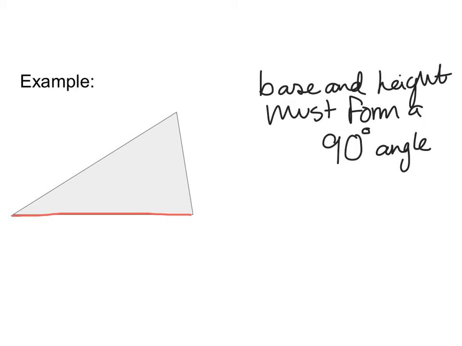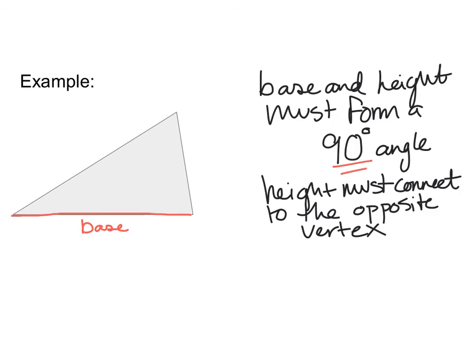There's no particular reason why it needs to be that way, but we can do it that way for this time. Say that's the base. And then we need a height, and the height must make a 90-degree angle, and it also needs to connect to the opposite angle, sometimes called the opposite vertex.